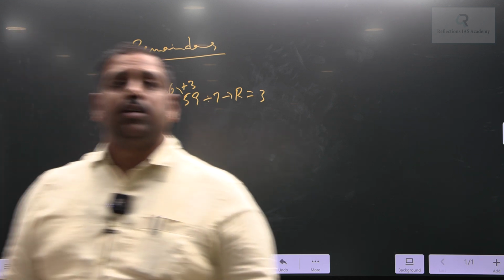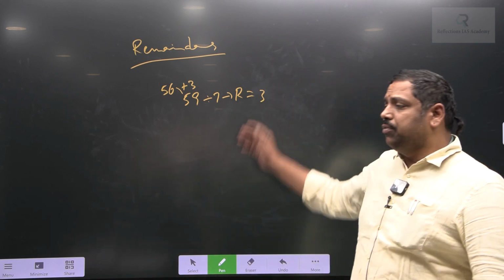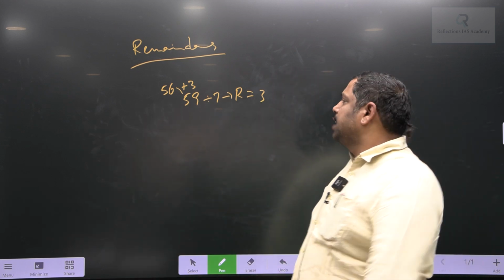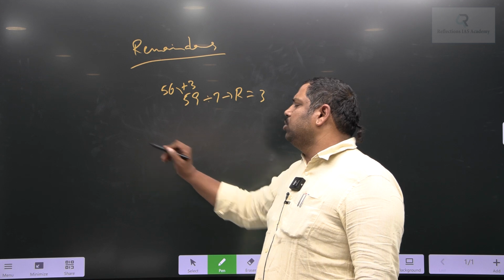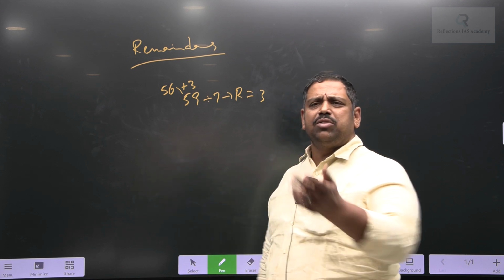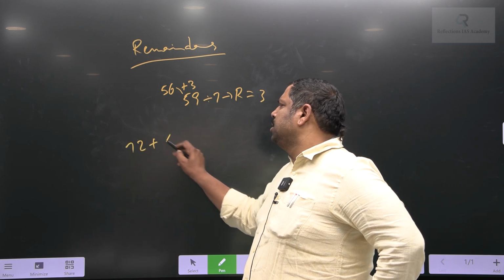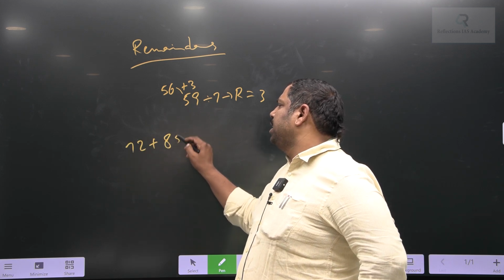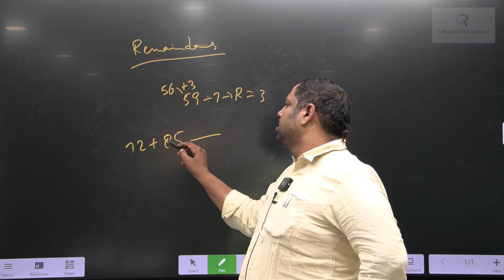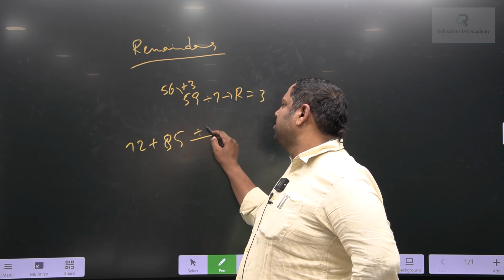Right. So that is known as the concept of remainder. Okay. Right. Now let's see the next one. So coming to this one, the fundamental level questions everybody can do. I mean, suppose we give 72 plus a number called 85, when you divide with 14, what is the remainder if he asks?